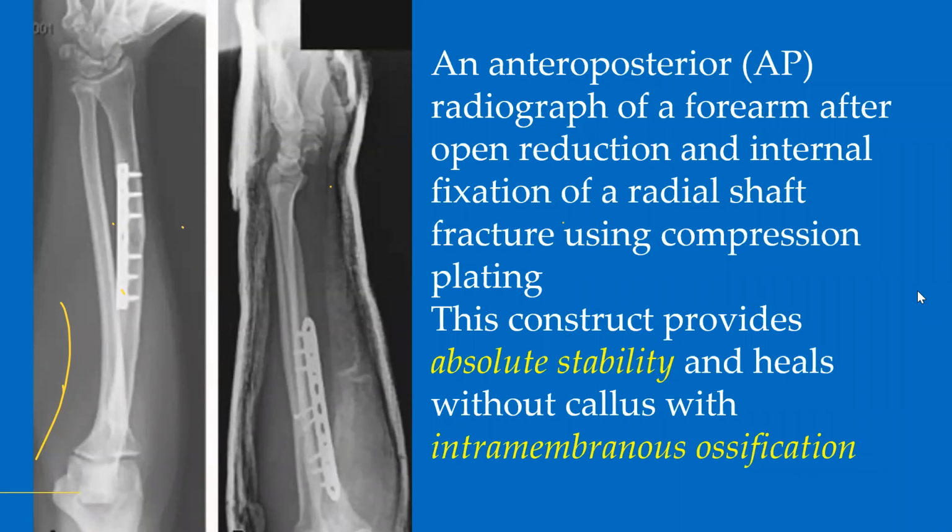And it allows absolute stability. This heals without callus, with intramembranous ossification. So I want you to put in your head endochondral bone formation and intramembranous ossification. Endochondral means that there is motion. It's unstable, so you have callus. Membranous ossification, it's solid. It is stable. So there is primary bone formation. Never forget this.